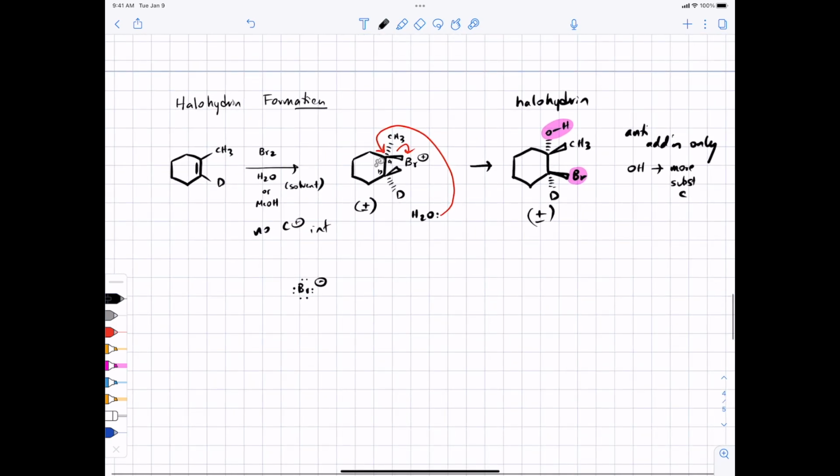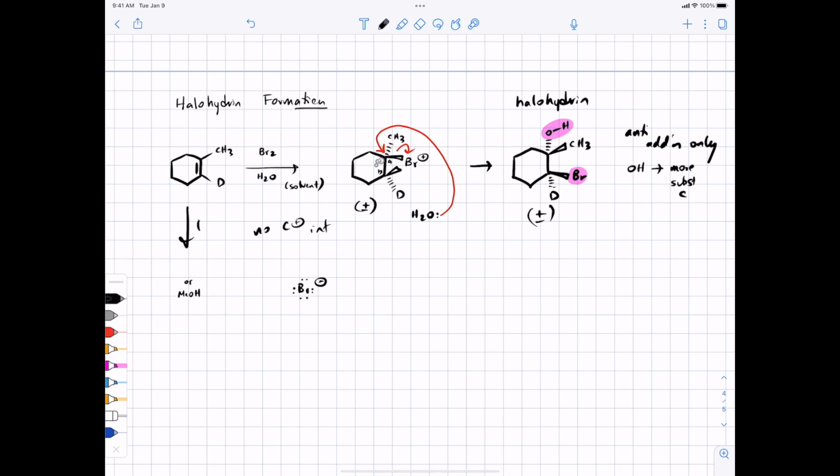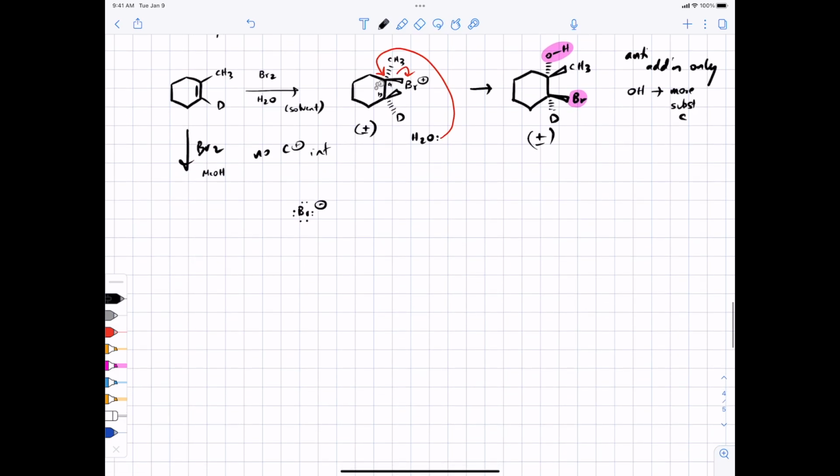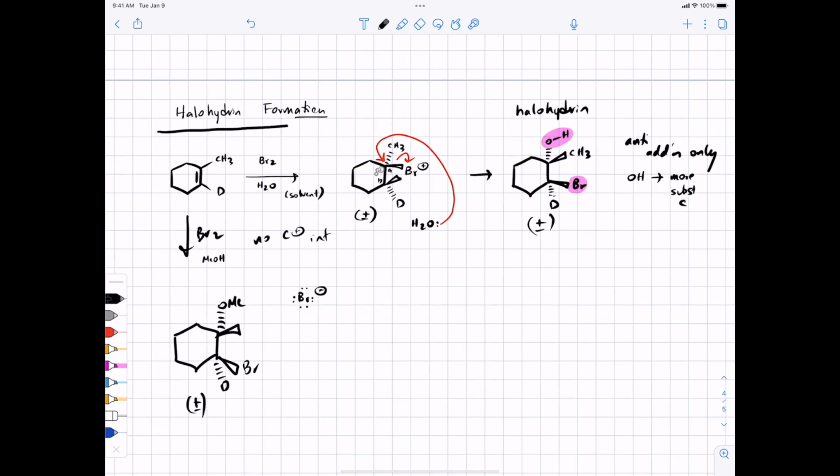Now, had I used methanol as the solvent, then instead of an OH group on that more substituted carbon, I'm going to have an ether. So that product would be this one, with its enantiomer. So you can see why hopefully I don't even think of that as its separate reaction. It's exactly the same, just one more detail that creates a slightly different outcome.